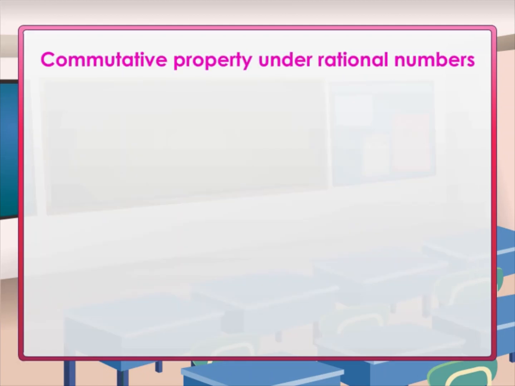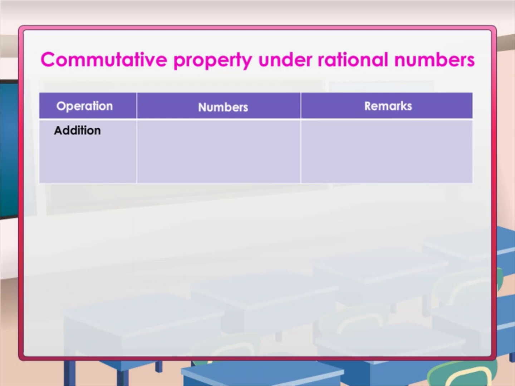Commutative property under rational numbers. Here let us add a few pairs of rational numbers under commutative property. For example, if we add a positive rational number 6 by 4 and a negative rational number minus 3 by 5, we get 18 by 20. If you interchange and add the rational numbers, you will get the same rational number.